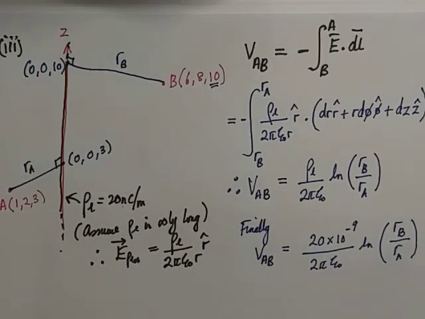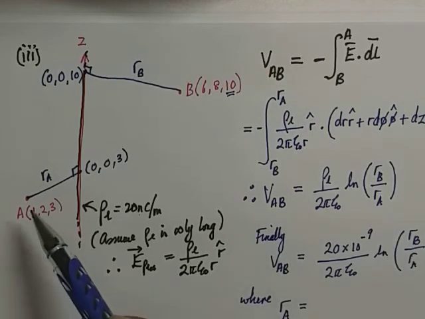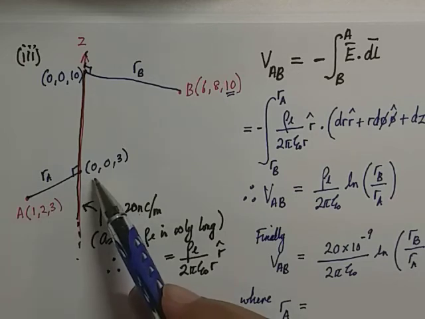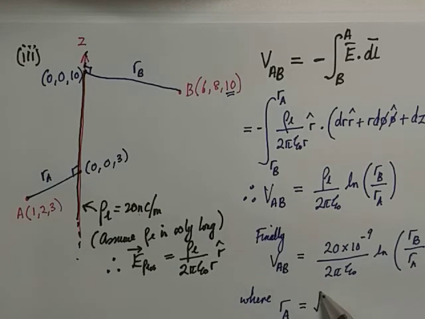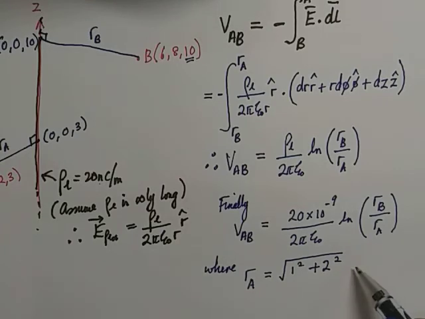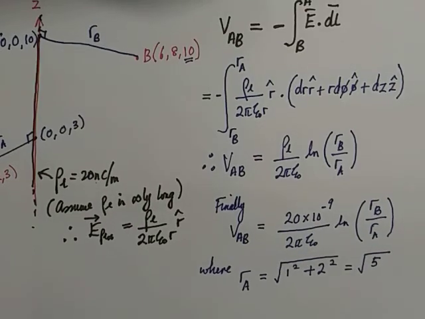Okay, so from the diagram you can see, I'm going to write here that RA equals, what should be RA, the length of this particular structure? We know the point here is 1, 2, 3, and the point here is 0, 0, 3. Good. So it's equal to the square root of 1 squared plus 2 squared. Agreed? Okay, so it should be equal to the square root of 1 plus 4. Yes, 5.